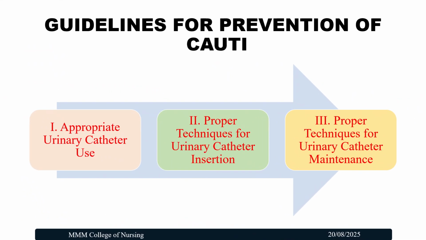Now let's see guidelines for prevention of CAUTI. The first guideline is appropriate urinary catheter use. The second guideline is proper techniques for urinary catheter insertion. And the third guideline is proper techniques for urinary catheter maintenance.